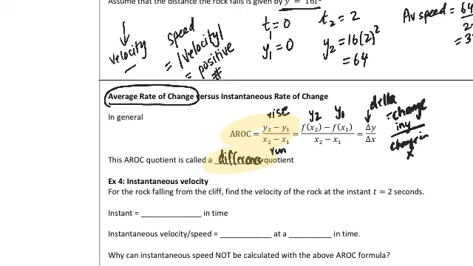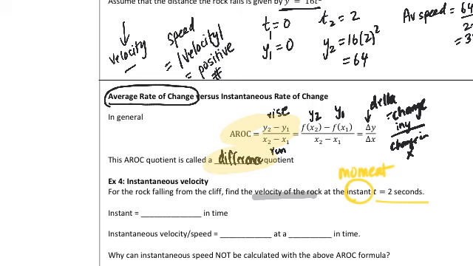So in this question, we're asked, for the rock falling from the cliff, find the velocity of the rock, not just average, not just saying, well, it's falling at this same 32 feet per second the whole time, because we know that's wrong. We're asked to find the velocity of the rock at the instant. That means at the specific moment. An instant means a moment in time at t equals 2 seconds, at precisely that moment.